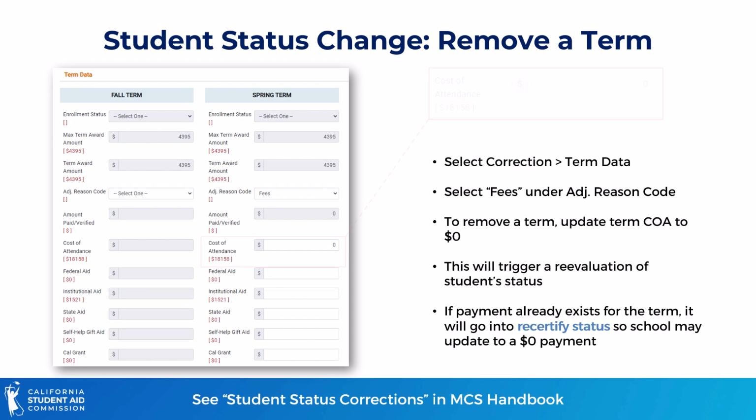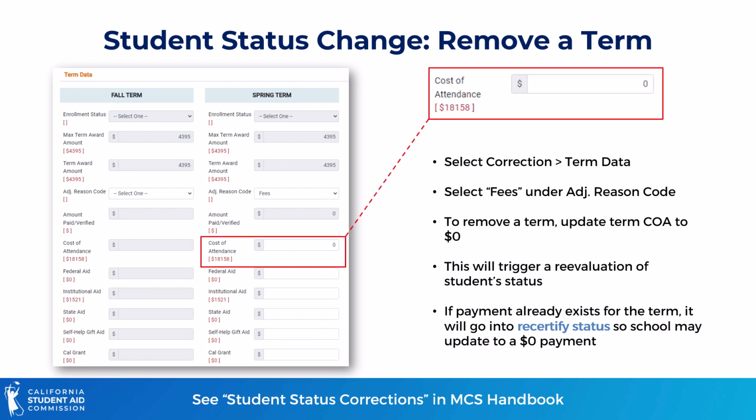To remove a term, submit a term level correction with a $0 value for that term's cost of attendance. This will trigger the system to re-evaluate the MCS award and update the student's status. If there is a prior payment on file for that term, the existing payment will go into recertify status for the institution to update to a $0 payment. Please note that if all terms are changed to a $0 cost of attendance amount, the student will become ineligible and the award will be withdrawn from your school's roster.